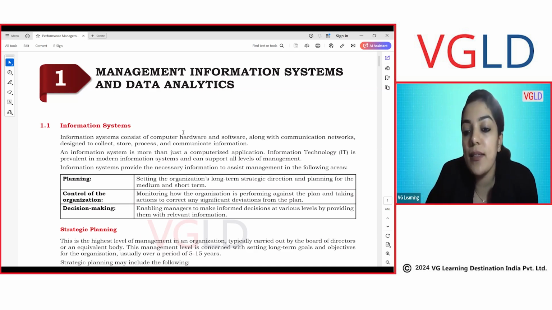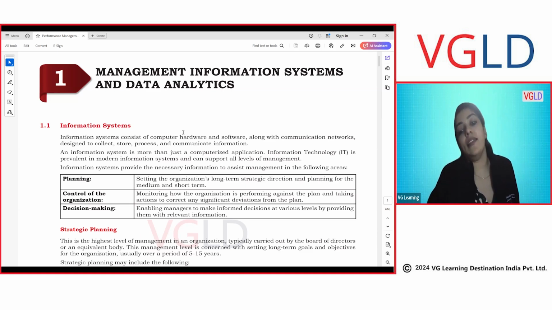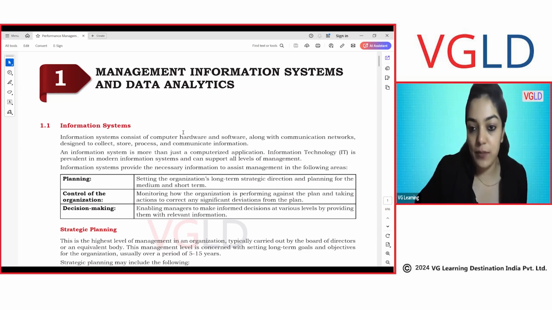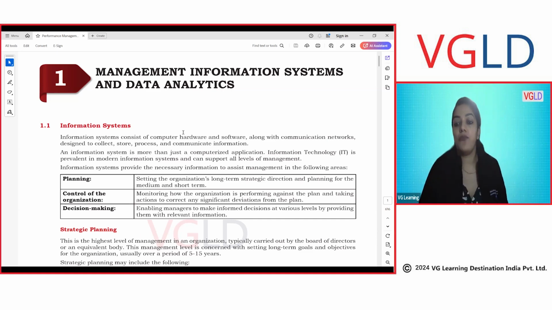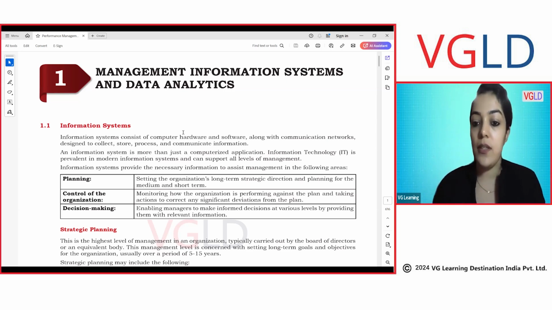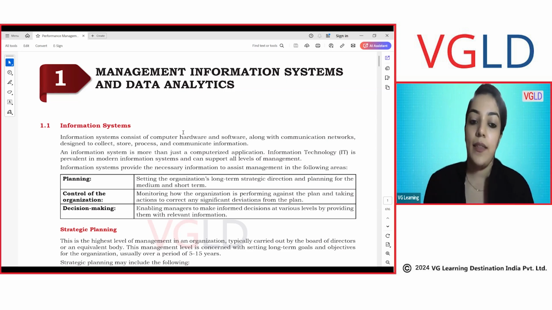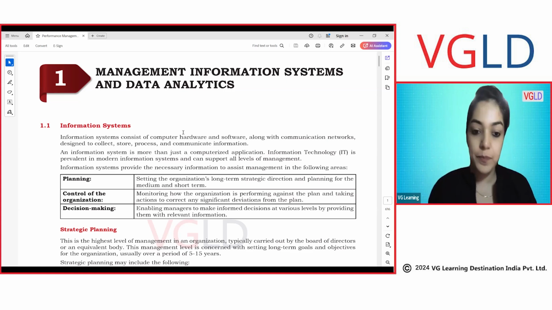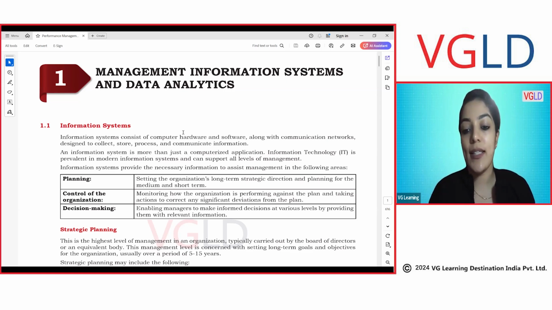Information systems provide the necessary information to assist management in the following areas. Planning. So setting the organization's long-term strategic direction and planning for the medium and short term. Okay, so information system allows the organization in doing planning activity. And control of the organization. Monitoring how the organization is performing against the plan and taking actions to correct any significant deviations from the plan.